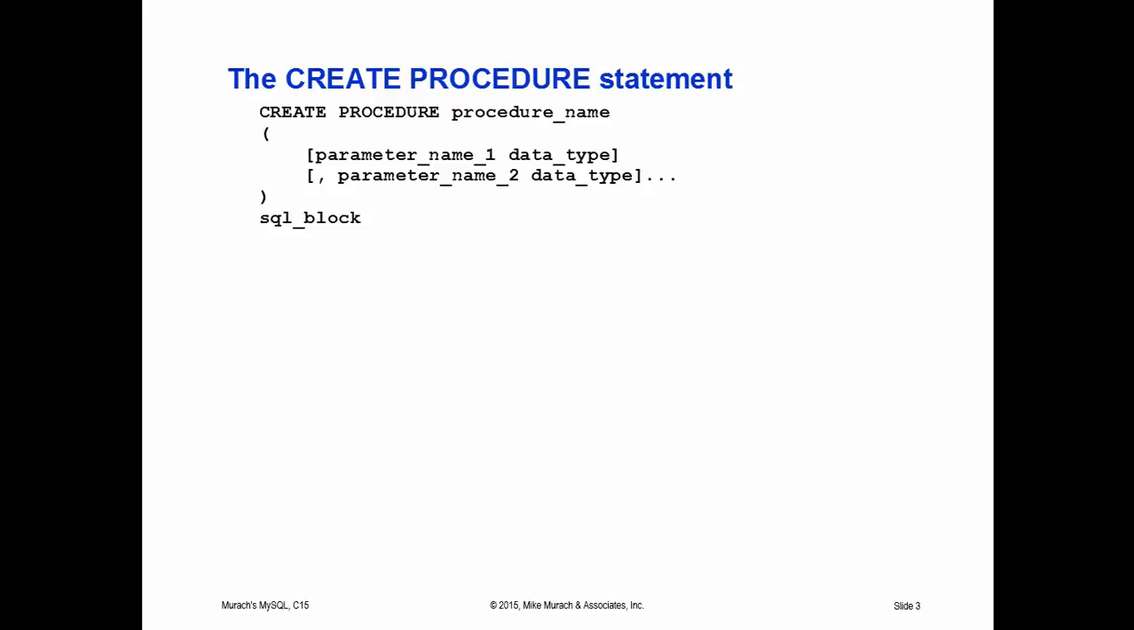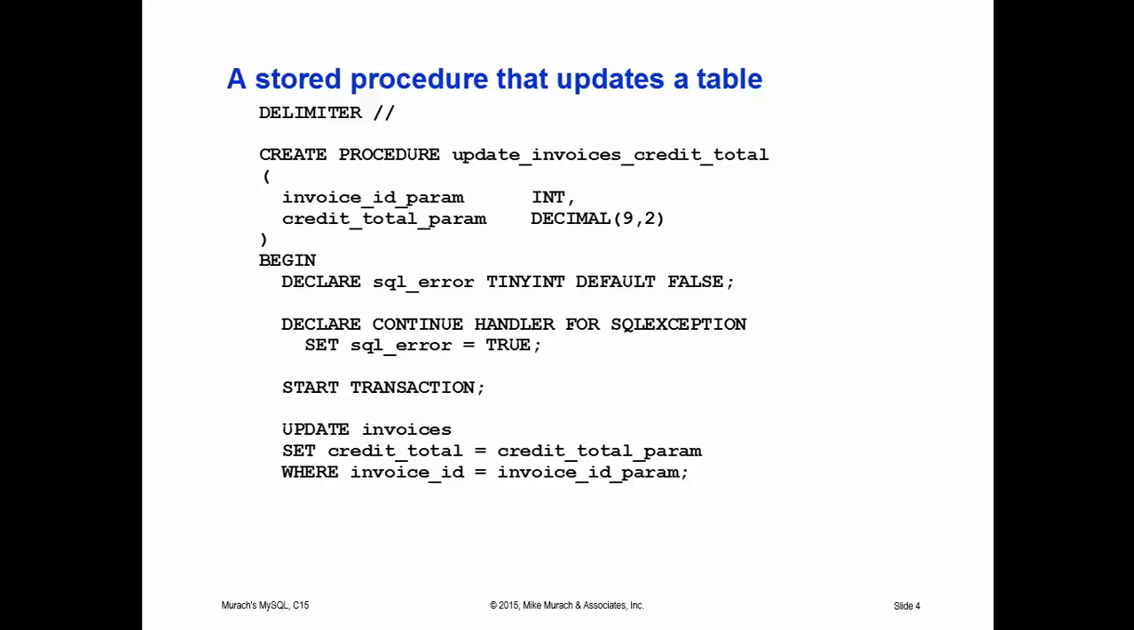So here's the create procedure. It's create procedure followed by the name, and then you can see inside of it whatever it is you want to do. And there'll be plenty of examples in this particular chapter. So what do we have here?